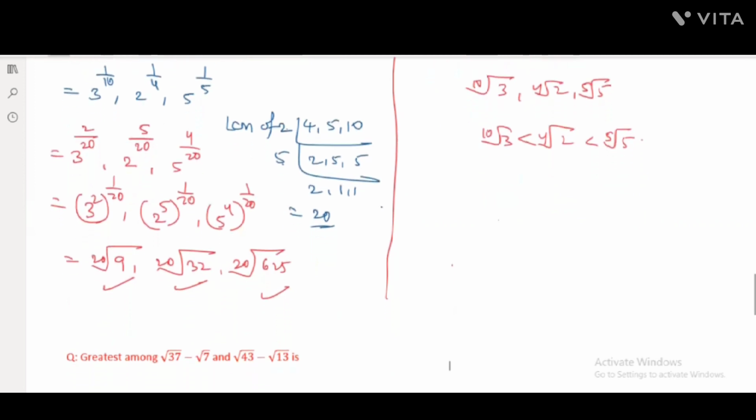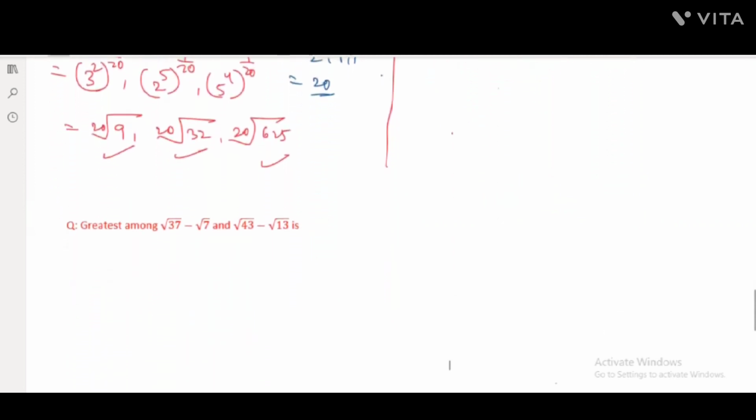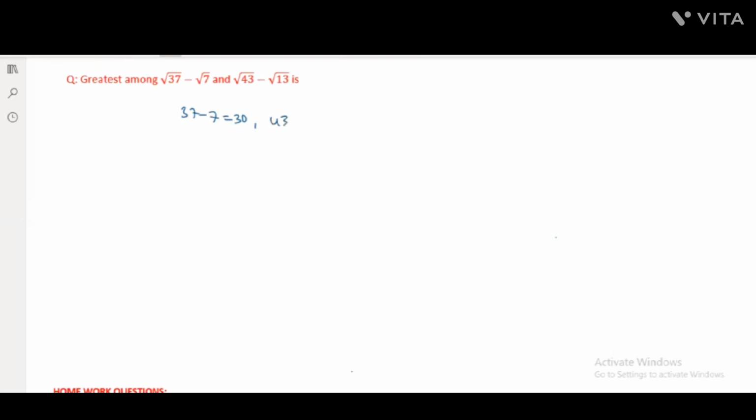So one more type of problem based on the comparison. So if you look at this problem, greatest among root 37 minus root 7 and root 43 minus root 13. So if you look at the difference between these two, 37 minus 7, you will get 30, and 43 minus 13 is 30. So if I rationalize this one, easily I will get to know which is the greatest one. So what I will do is I'll rationalize this one, root 37 minus root 7.